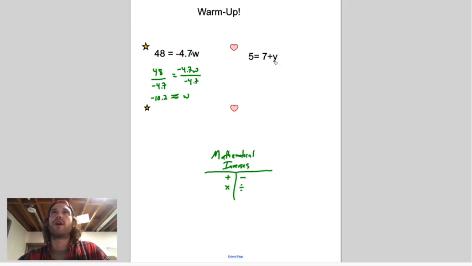Well, we're trying to find y. 7 plus what number is 5? Not sure. So we've got to get y by itself, which means we're going to undo the operation that's happening to it. The operation that's happening to y is we are adding 7.